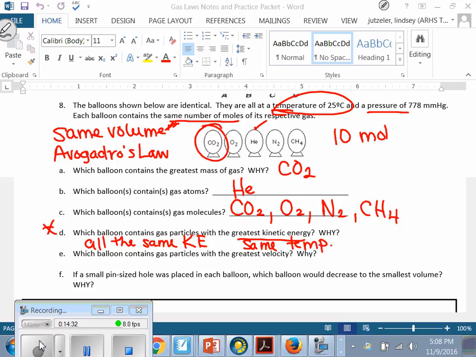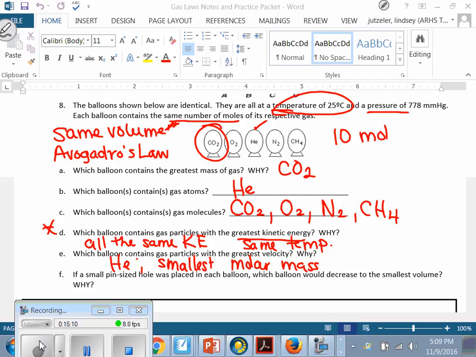E, which balloon contains gas particles with the greatest velocity? Okay, speed. So now I can look and say greatest velocity means the lowest or smallest molar mass. Well, helium has got the smallest molar mass by far of any of the gases in those balloons. So helium, because it's got the smallest molar mass.